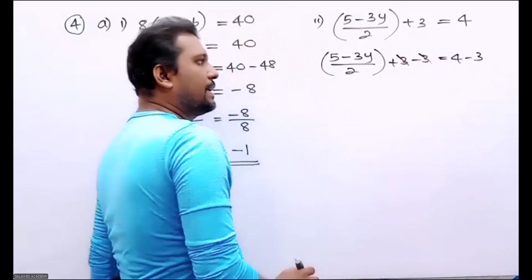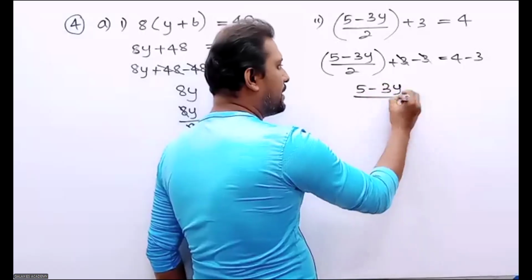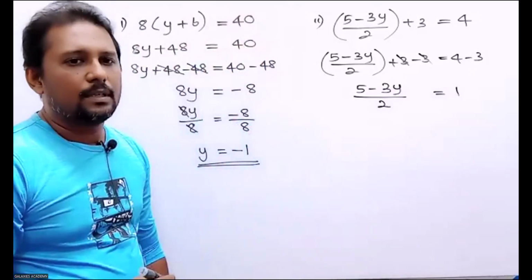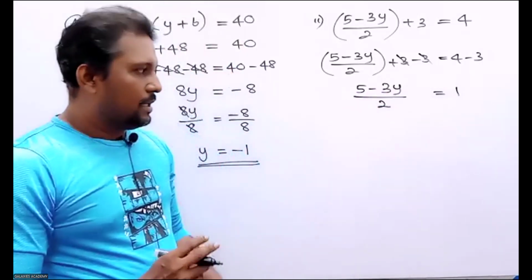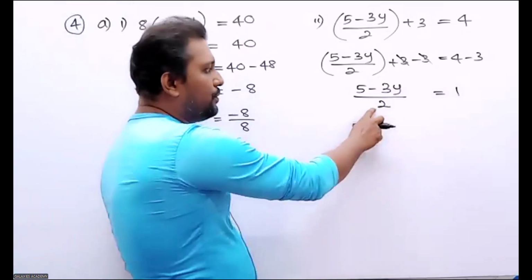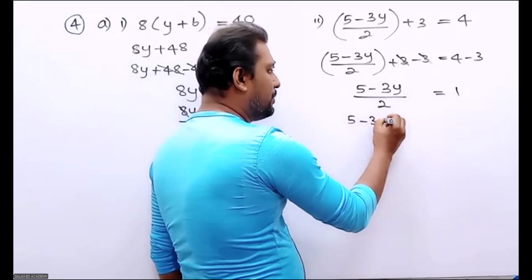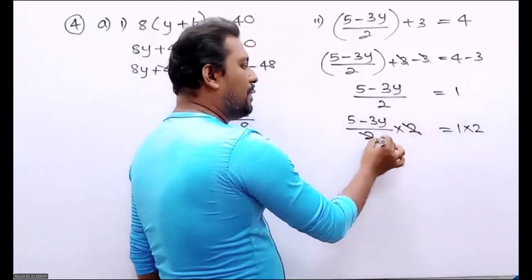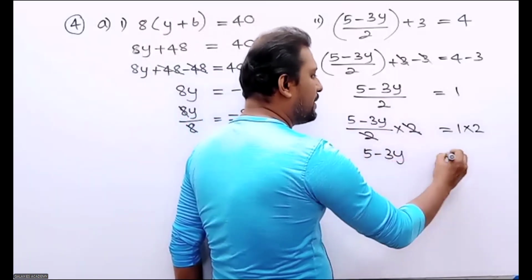Then plus 3 minus 3 cancel. This side remaining 5 minus 3y divide 2, and the other side 4 minus 3 is 1. Right, then there are 3 terms you have to remove: 5, 3 and 2. First you have to remove which term? 2. Right, so how can you remove 2? It is connected with y by division, so you have to do the opposite mathematical operation. So on both sides you have to multiply by 2. Then multiply 2 and divide 2 cancel. This side remaining 5 minus 3y equal to 2.